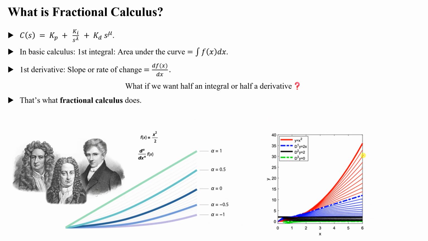Here is another example. You can see we have the function x squared, which is this one, and when we apply this derivative, as you can see here, there are different values in between. So this is the first derivative and this one is the second derivative. Between them there are many lines representing the fractional orders.